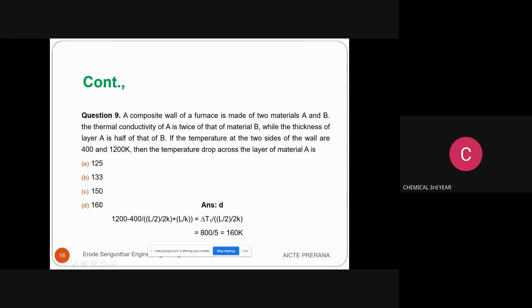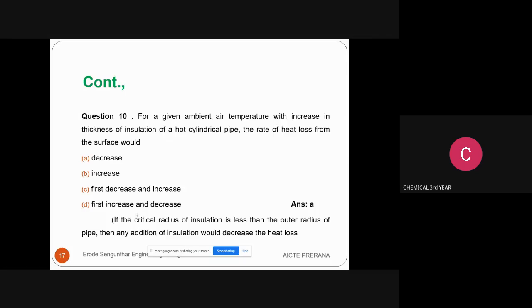So here in option D, the answer is 160 Kelvin. So the answer for this question is option D, 160 Kelvin. Then we'll move on to the last question. For a given ambient air temperature, with increase in thickness of insulation of a hot cylindrical pipe, the rate of heat loss from the surface would.